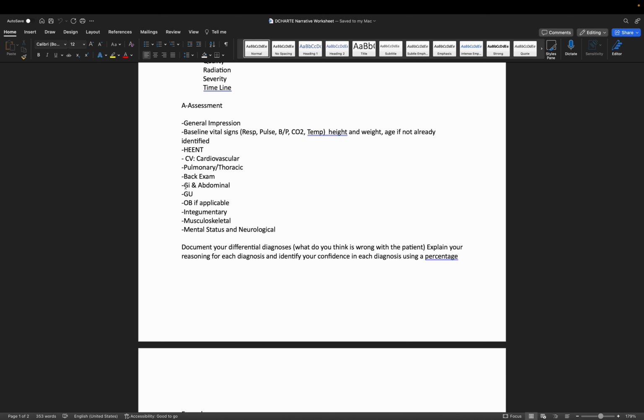A gastrointestinal abdominal exam, right? Inspection, right? You want to inspect it. You want to percuss, you want to palpate, and generally speaking, auscultation is going to be of limited to no value in the pre-hospital setting for the most part.